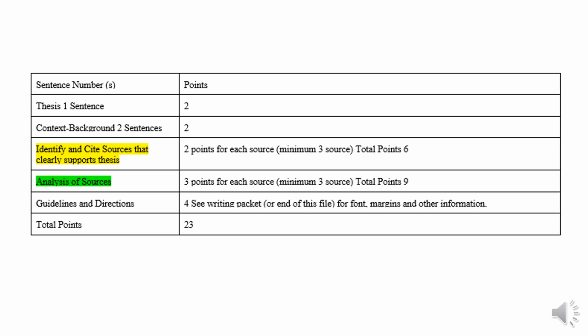So again, you're going to need 3 sources. That's why I use yellow, green, and teal, letting you know that you need 3 different sources to clearly support your writing. When we go back, we're looking at 23 total points. You need to have your thesis, 2 points, context, background information, and then you have to always identify your source. Notice here it says 2 points for each source. So you have to do this 3 times for a total of 6 points, and then you have to analyze all 3 of those sources for a total of 9 points.